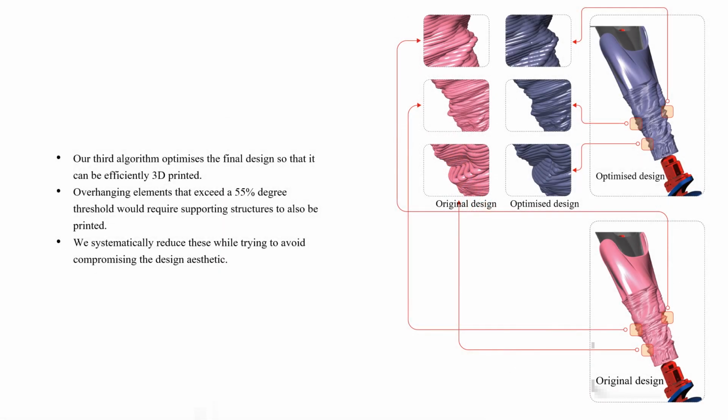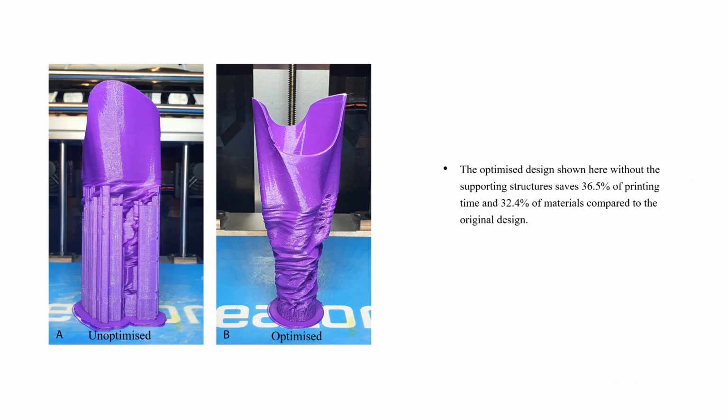Our third algorithm optimizes the final design so that it can be efficiently 3D printed. Overhanging elements that exceed a 55 degree threshold would require supporting structures to also be printed. We systematically reduce these while trying to avoid compromising the design aesthetic. The optimized design shown here without the supporting structures saves 36.5% of printing time and 32.4% of materials compared to the original design.